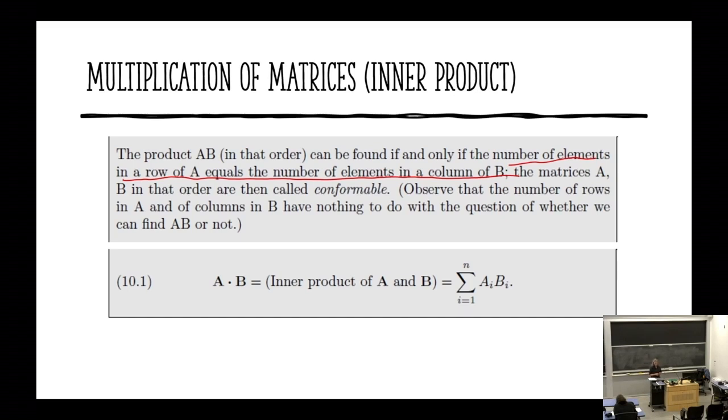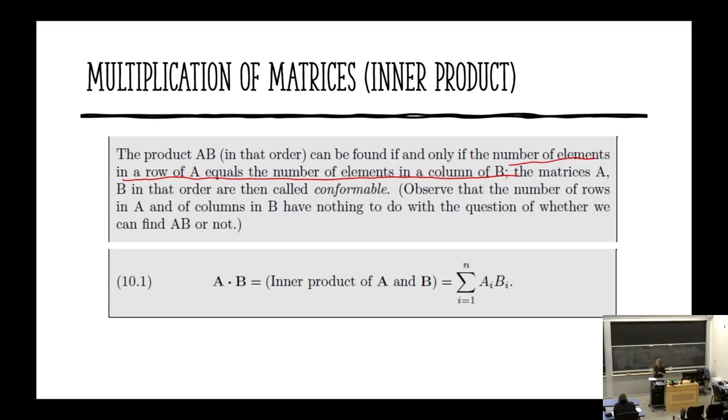Okay? And we can generalize this really easily to n dimensions. So the inner product of A and B over n dimensions is just the sum from i equals 1 to n of A sub i times B sub i.